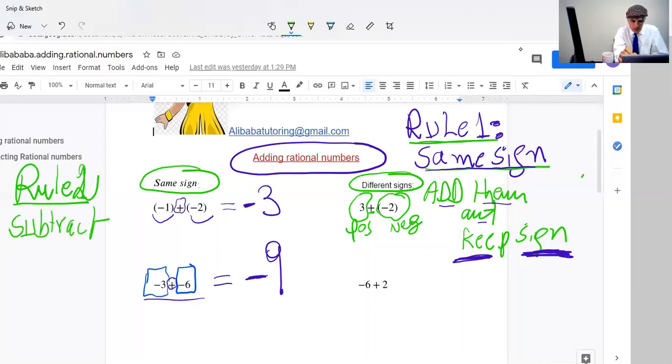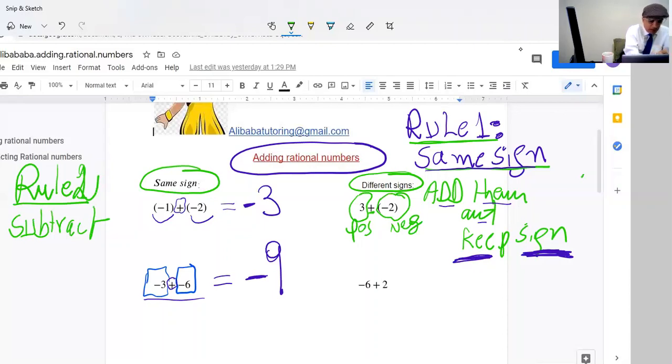Okay. Now the question is, which sign do I keep? Do I keep the positive sign or the negative sign, since they have different signs? When they have the same sign, there was no question there. They both have the same sign, we'll just keep it. And when they have different signs, we got a problem. I don't know which one to keep. Do I keep the positive or the negative?